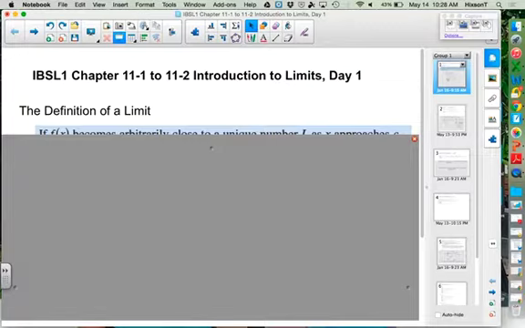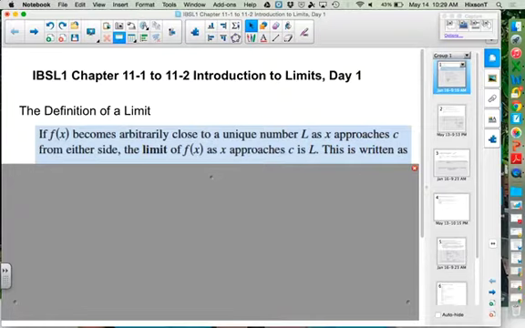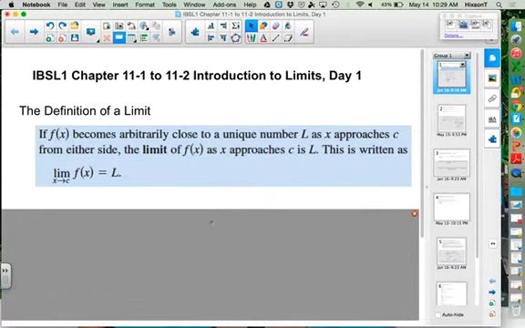We'll look at one that's not quite as technical as the one that you'd learn in college, but still does the job, I think, pretty well, right? If a function f of x becomes arbitrarily close to a unique number L as x approaches c from either side, the limit of f of x as x approaches c is L, okay? And then notice the notation here, please. This is written as, we abbreviate limit LIM. Underneath it, you have x with an arrow and then a c, x approaching c, of f of x equals L.